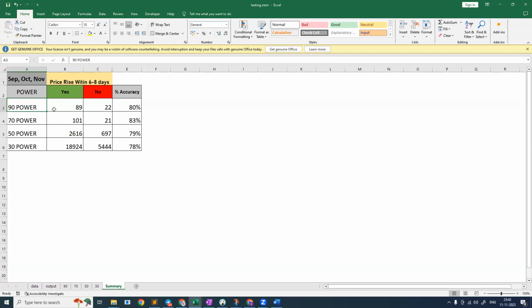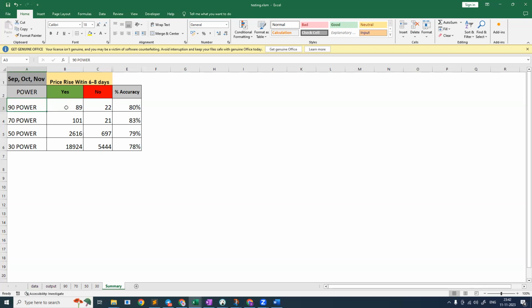Now, what we have also done is, after we have assigned a score to that particular day, we have then compared the performance of that particular stock after that day, within the next 6 to 8 days. What happens after that score of 90, after that score of 70?